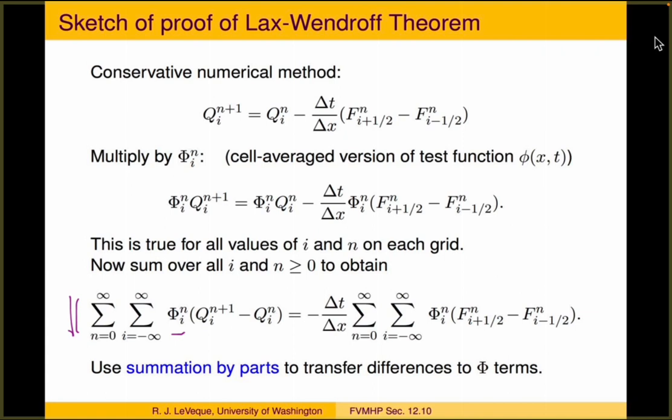And then we're going to use summation by parts to transfer the differences from the q's. So here we have differences of q at two different times. Here we have differences of f at two different spatial locations. We can do a summation by parts that's analogous to integration by parts to convert those into differences of the smooth phi function.